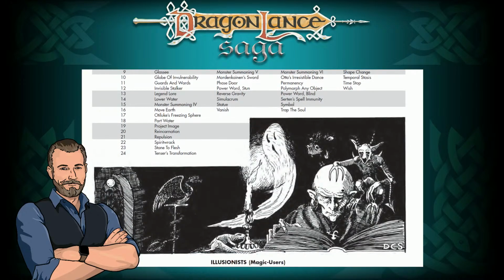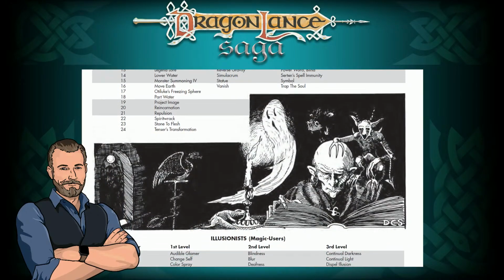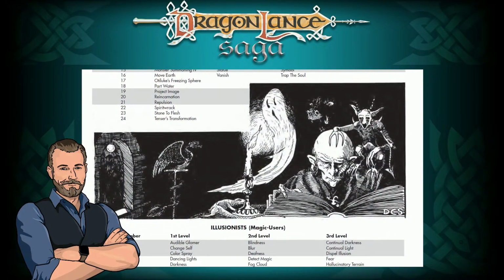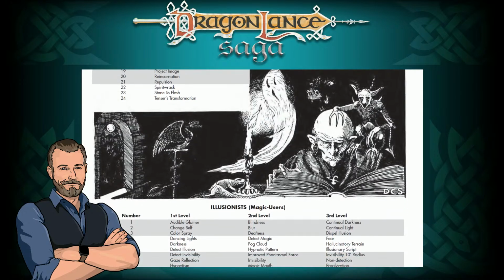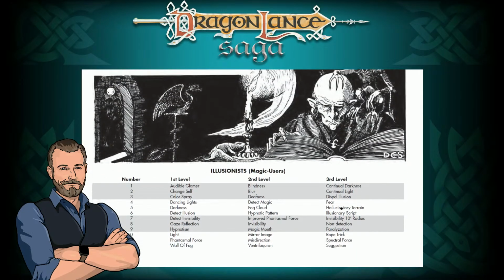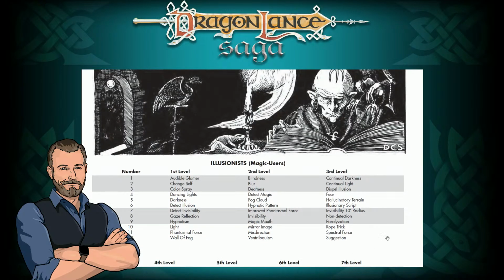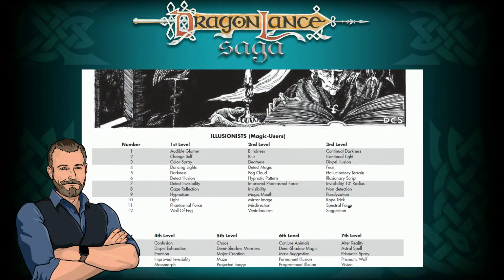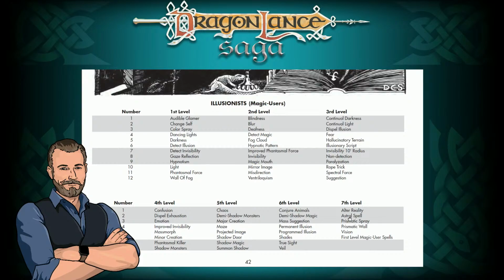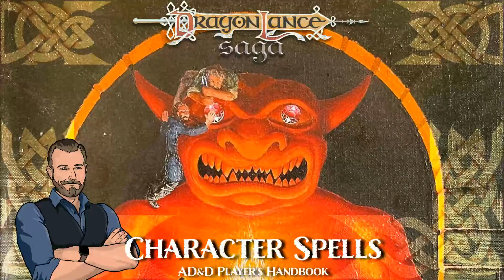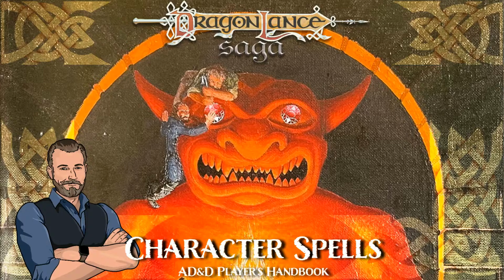Oh yeah, look at this. Oh, I love these images. That's so great. His familiar is just perching on his hand. Oh, that's awesome. Sorry, lost my window here. Lots of spells, my goodness.